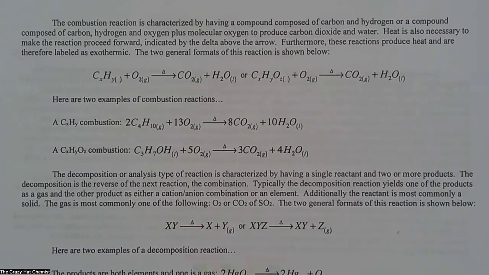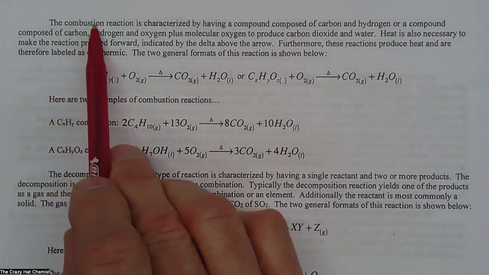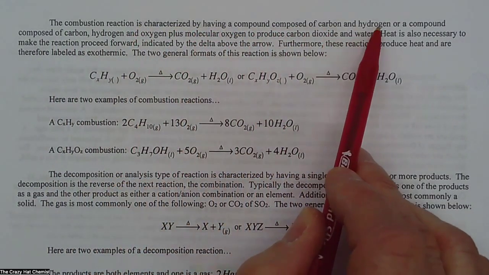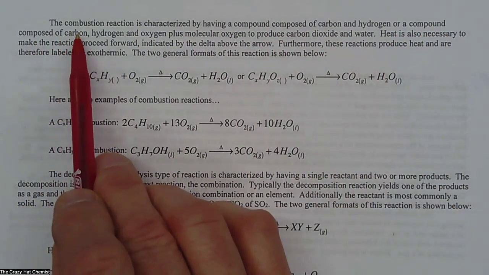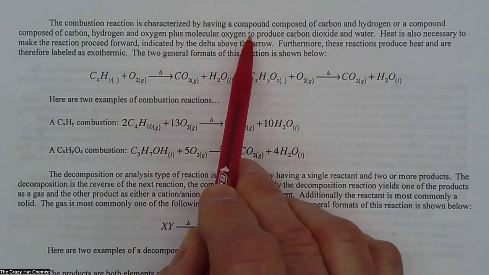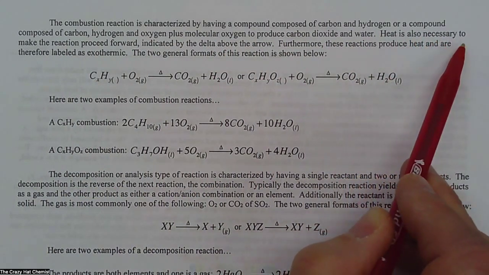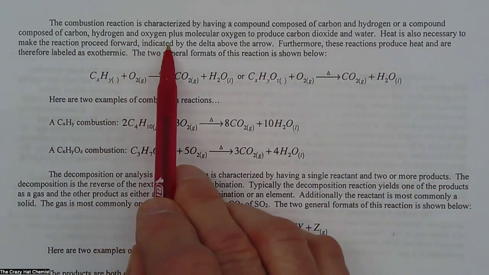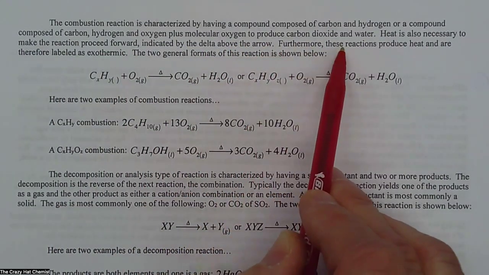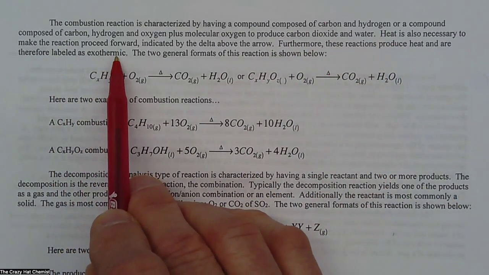All right, let's give it a try for our next reaction type here, and it is the combustion reaction. It is characterized by having a compound composed of carbon and hydrogen, or a compound composed of carbon, hydrogen, and oxygen, plus molecular oxygen to produce carbon dioxide and water. Heat is also necessary to make the reaction proceed forward, indicated by the delta, which is a triangle above the arrow. Furthermore, these reactions produce heat and are therefore labeled as exothermic.